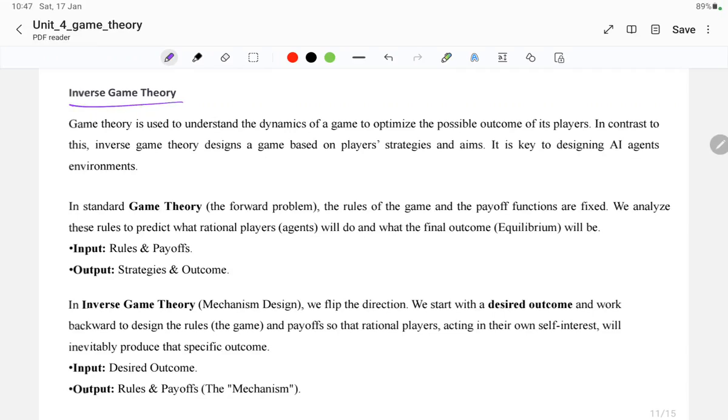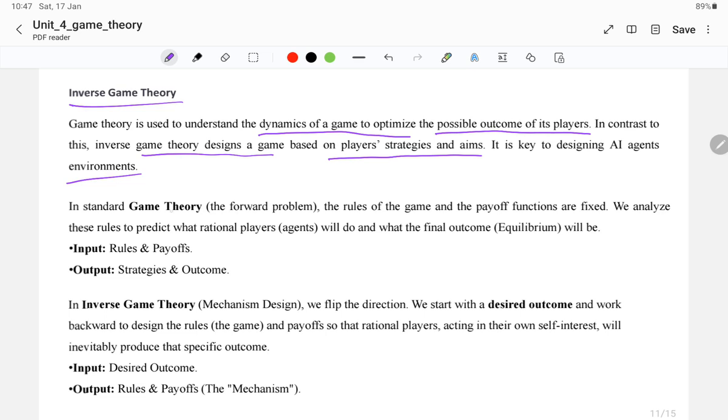This video is about inverse game theory. We have already discussed game theory in my previous video. Game theory is basically used to understand the dynamics of a game to optimize the possible outcome of its players, for example, the Nash equilibrium in the prisoner's dilemma. In contrast to this, inverse game theory designs a game based on players' strategies and aims. So it is key to designing AI agents' environments.